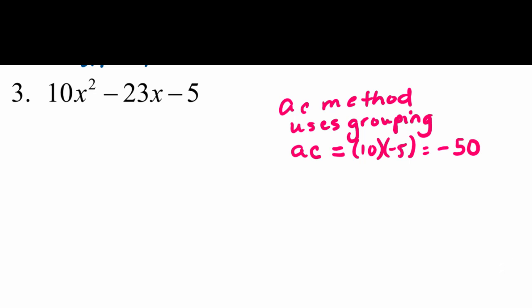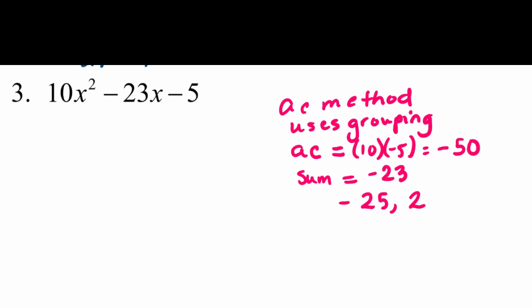Oh, by the way, did we check for GCF? Yes, we did. GCF is still 1. Okay, but that would still be our first step. All right, so A times C is negative 50, and we're still going to look at that middle term for our sum. So they really do start out the same, don't they? Okay, so now let's find two numbers that multiply to a negative 50, and they have to add up to a negative 23. And that would be negative 25 and a positive 2, wouldn't it?